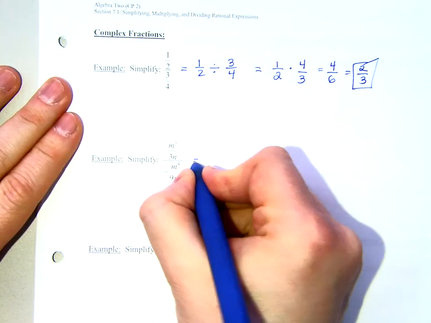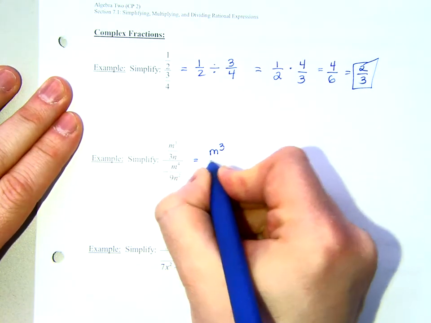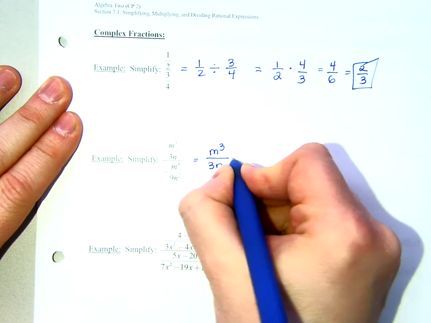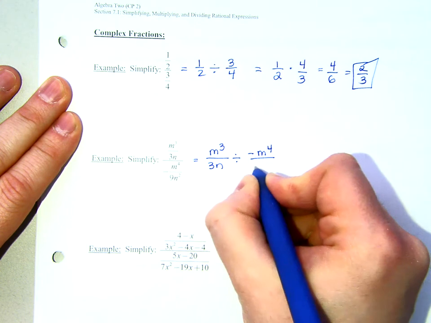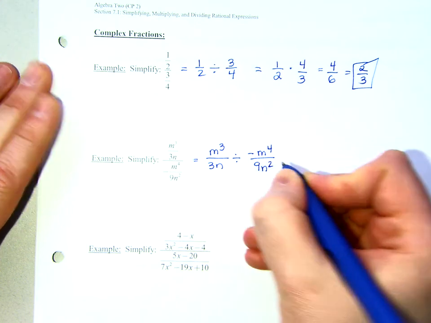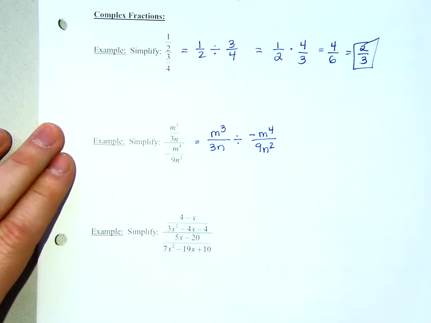So I'm first going to just write this thing out as m cubed over 3n divided by negative. I'll stick the negative with the numerator. Doesn't really matter as long as it goes in one of the places, but not both. I've got that.